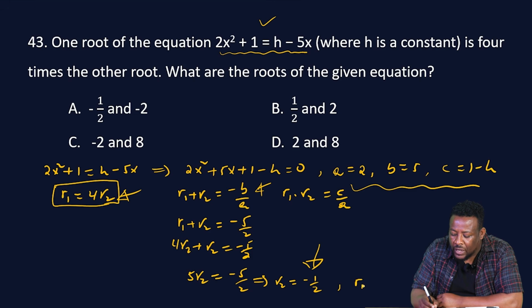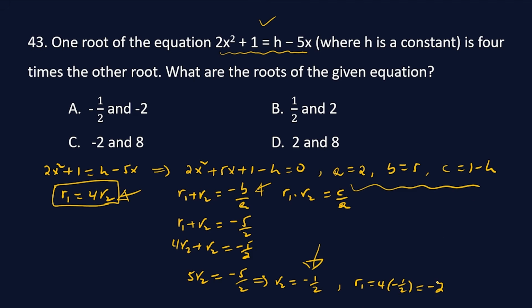Now r1 is 4 times r2, that means 4 times minus 1 over 2, the result is minus 2. Okay, so the roots of this quadratic equation are minus 2 and 1 over 2. Therefore, the answer for question number 43 is A.